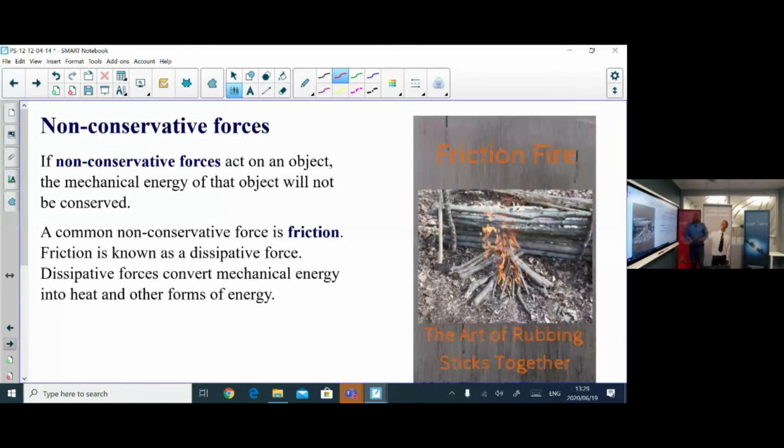Now we are done with the conservative forces. We have to look at the non-conservative forces. Here I need you to bear this in mind. In other words, your net work done is not going to be equal to 0. That is the first. Secondly, the energy has been transferred to other forms.